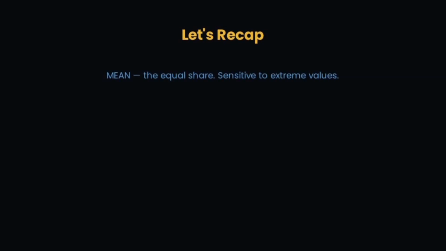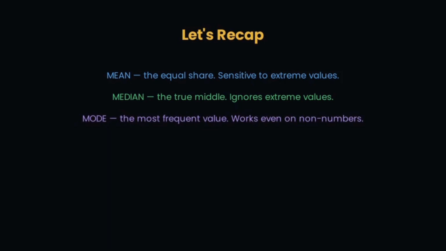Let's bring it all together. The mean is the equal share of everything, but it is sensitive to extreme values. The median is the true middle, and it barely notices extreme values. The mode is simply the most frequent value, and it even works on data that is not numbers at all, like favorite colors.